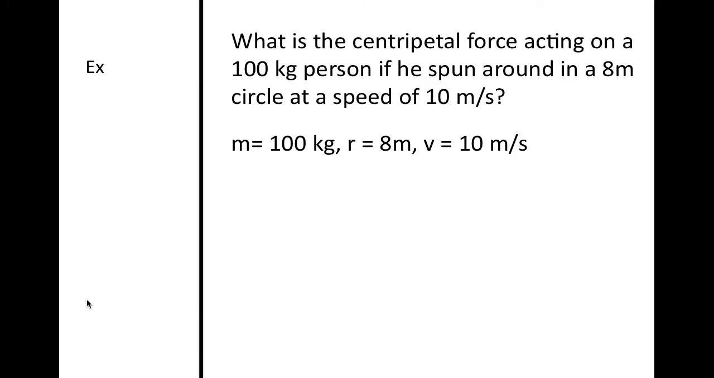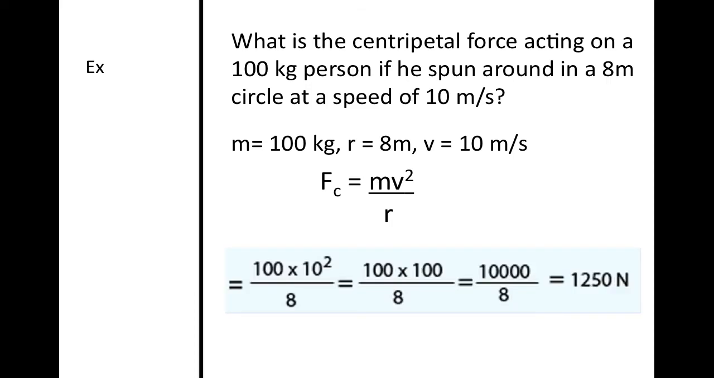Here's another example. What is the centripetal force acting on a 100 kilogram person if he spun around in an 8-meter circle at a speed of 10 meters per second? Try to calculate this answer before you start the video again. So you have the centripetal force equals mv squared over r. Your answer should be 1,250 newtons.